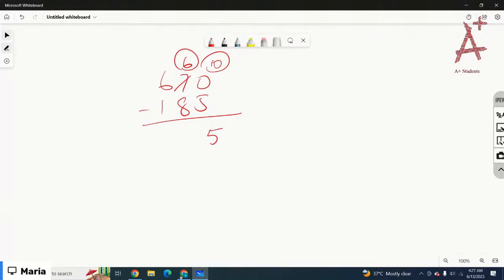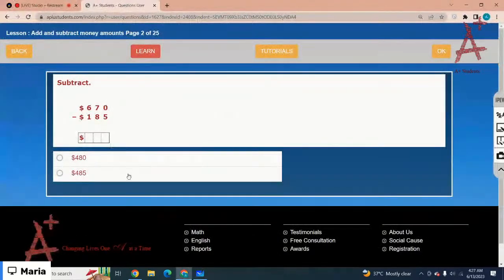Now again you have to do the same thing here. 6 is smaller than 8. You have to borrow 1 from the previous number. Here you have 5 and here you have 16. So 16 take away 8 is 8 and 5 take away 1 is 4. So it would be 485. Got it? The correct option is 485.